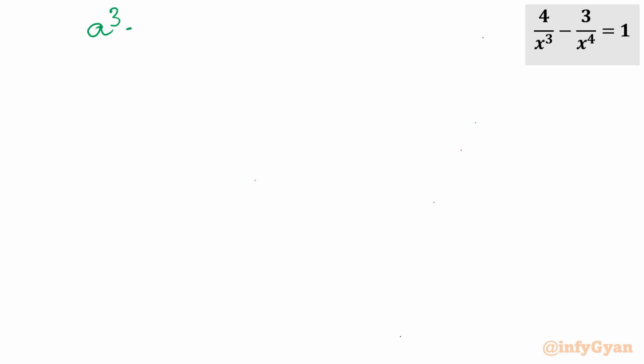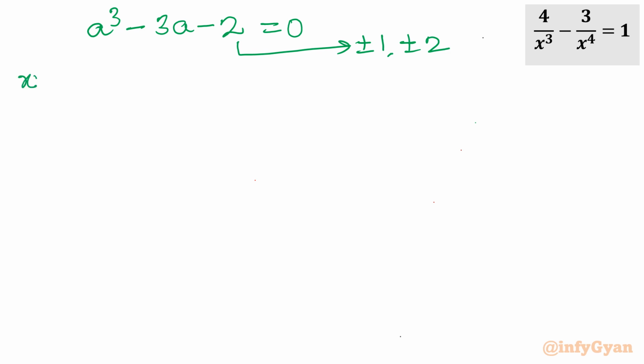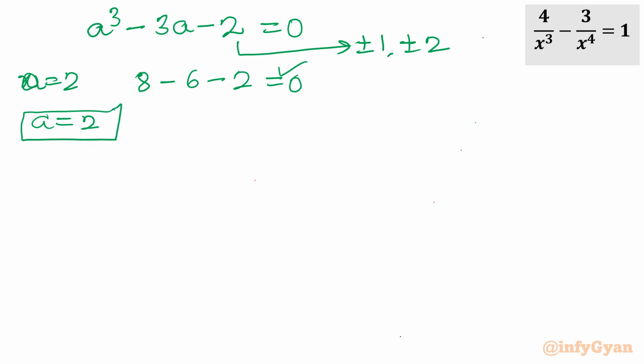a cube minus 3a minus 2 equal to 0. So I will use synthetic division. One base solution is required. So by the rational root theorem, you can write over there plus minus 1, plus minus 2. Let me put a equal to 2. If I put a equal to 2, see what will happen. 8 minus 6 minus 2. Yes, it is true. So we can say a equal to 2 is our base solution.